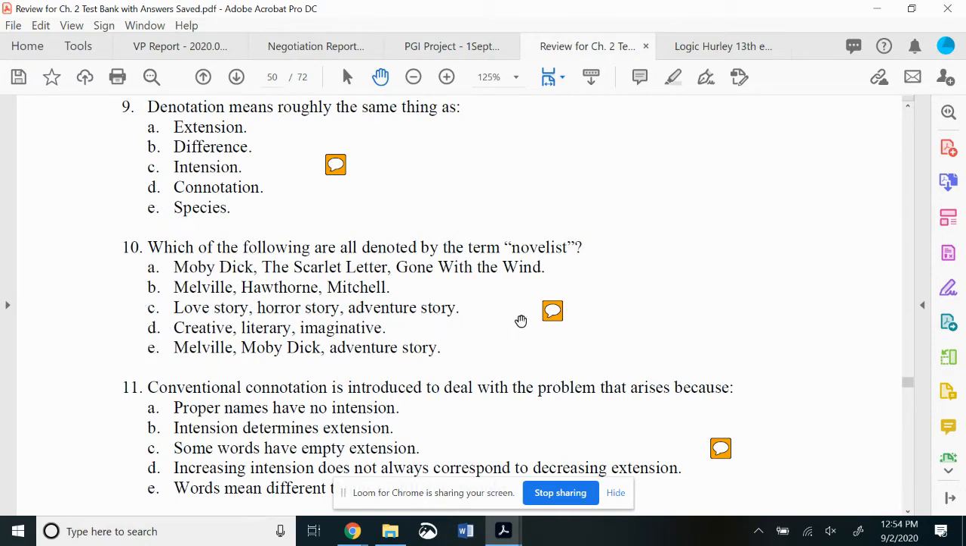So how many of you got A? You saw Moby Dick and you just jumped right at it. Well, it's not A because The Scarlet Letter is the name of a book, not a novelist. So you have to be consistent. Melville, Hawthorne, and Mitchell are all names of authors.